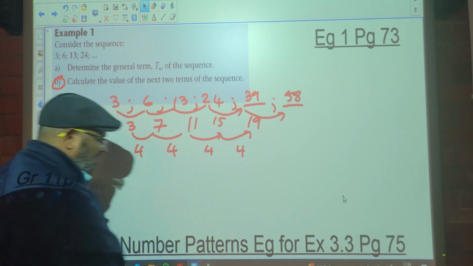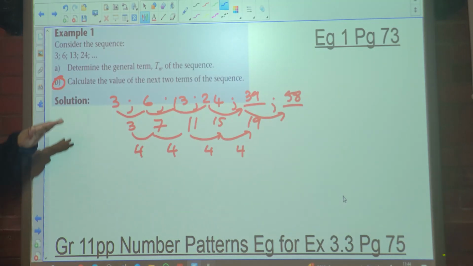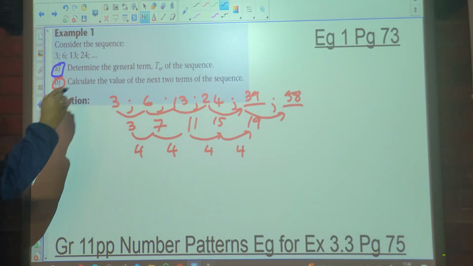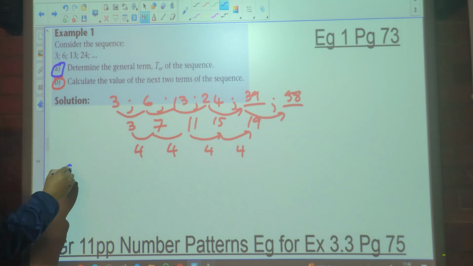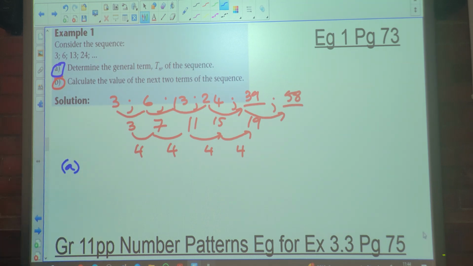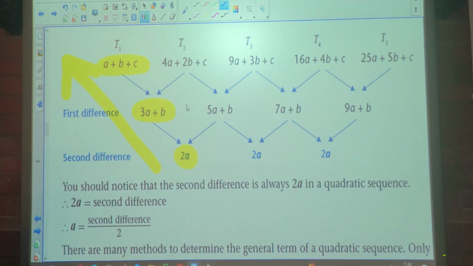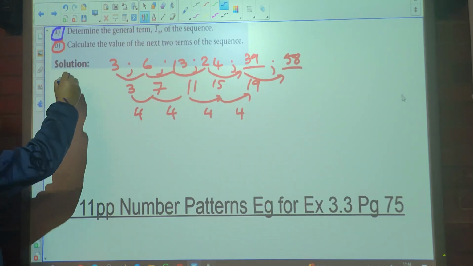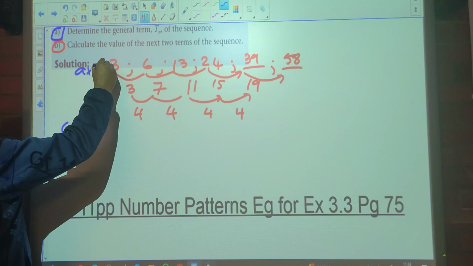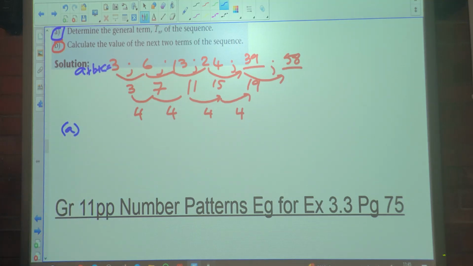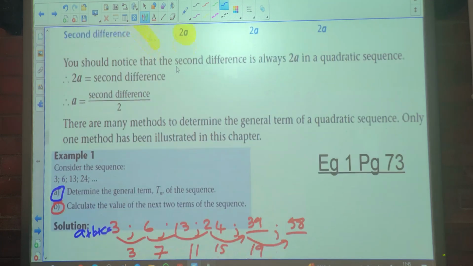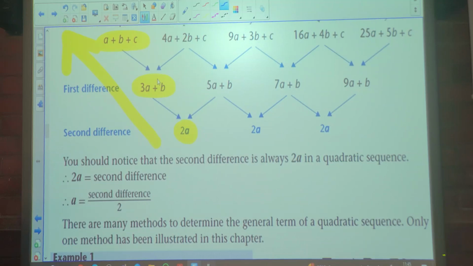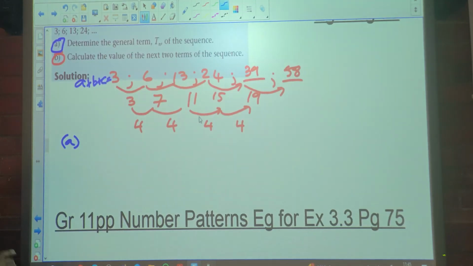Okay. Alright. People, that's the B part of the question. Let's go to A. Determine the general term. So hang on. We just spoke about these things here. On its place, a plus b plus c, what do we have? 3. Can you see that, people? On this one's place here, what do we have? 3a plus b. Can you see that, people? So there's going to be 3a plus b here.